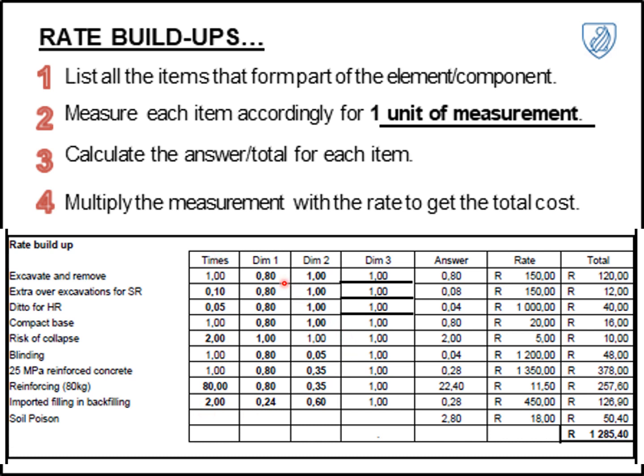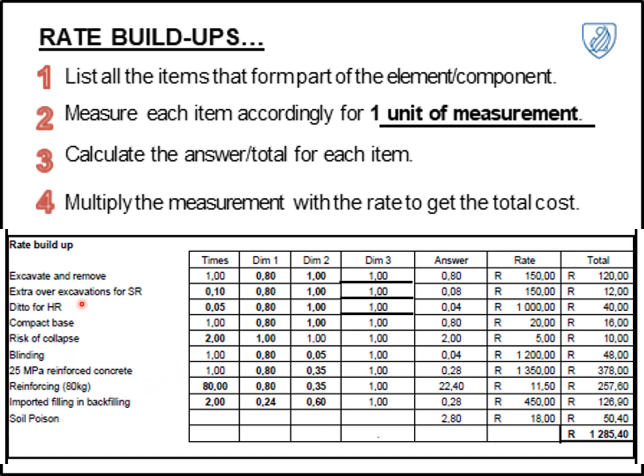And then we've got our different dimensions. So for excavations, you measure it in cubes. So you will populate all three of your dimensions. If we look at compaction of your base, so that is a square meter rate usually that you will have. So you will have two dimensions that you usually use.